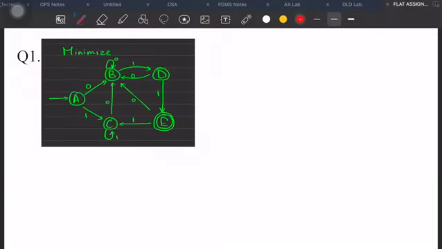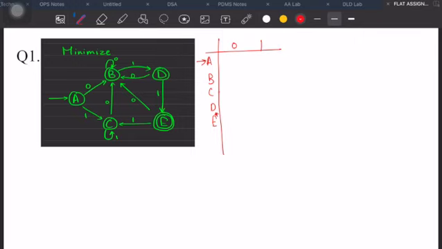Now here we have been given a DFA with 5 states to minimize. Let us first construct the transition table for this given DFA. Where A is the initial state and D is the final state. Let us see where A goes when input is 0, when input is 1. Similarly, we can fill up the rest of the table.